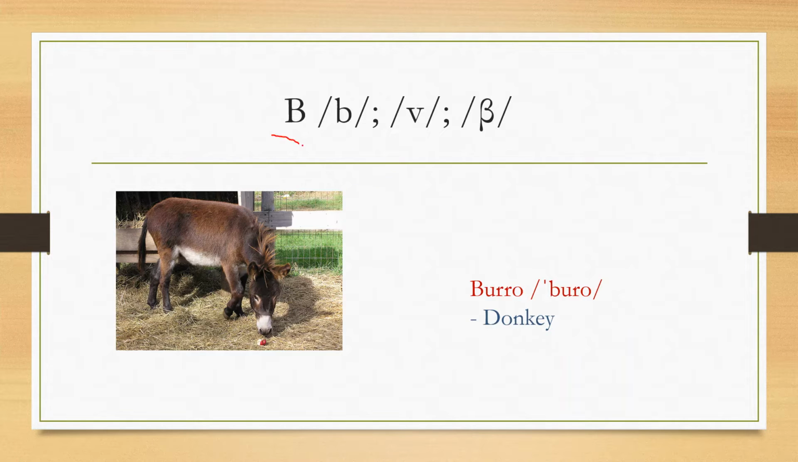The next is B. It can be a V or a B, but it is mostly a B. Most native speakers say it like a B. The IPA transliteration can be any one of these. So burro can be a burro or a burro.